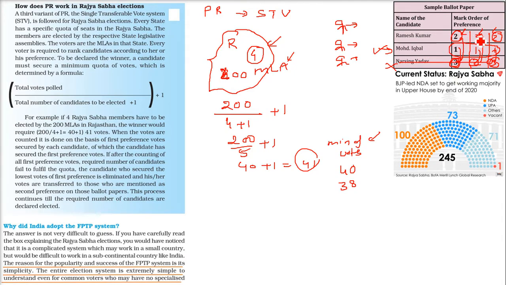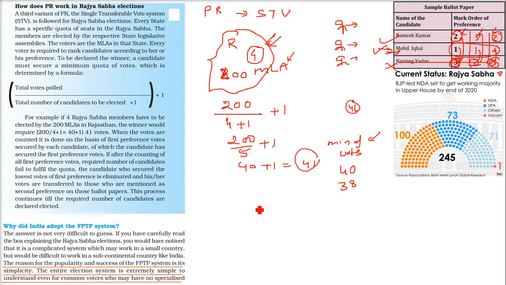Again the preference will be seen, and we will see that the preference is Mohammad Iqbal. And now Mohammad Iqbal, if he gets 41, is elected. And Ramesh Kumar, if he also gets a minimum of 41 votes, because he has the second preference, will be elected. And this process goes on and on till all the 4 Rajya Sabha members are elected. So this is the method of election in Rajya Sabha.